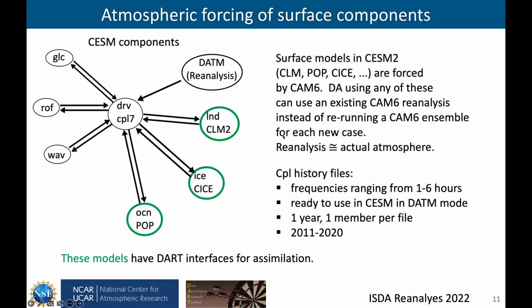So all of the surface models in CESM are usually forced by the community atmosphere model. But the forcing can come from a reanalysis created ahead of time, shown here, and stored in coupler history files. These files are read by CESM and used in place of an active atmosphere. This is convenient, highly efficient, and provides forcing that represents actual weather events. This is especially useful for surface models, which can be used for assimilations with DART, which are highlighted in the green circles here.